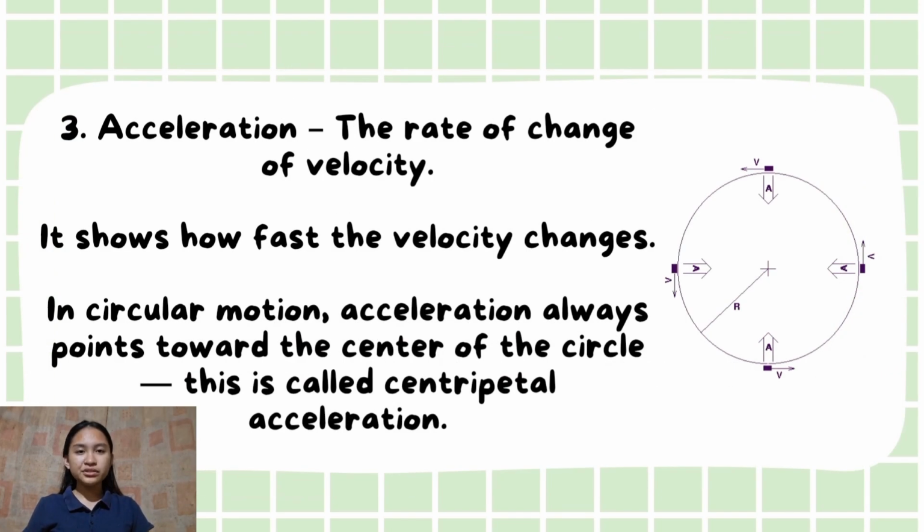Third, acceleration. Acceleration is the rate of change of velocity. It shows how fast the velocity changes. For example, when a car speeds up, slows down, or turns, it accelerates. In circular motion, acceleration always points toward the center of the circle. This is called centripetal acceleration.